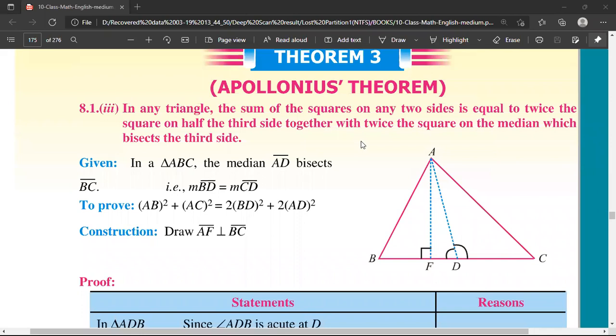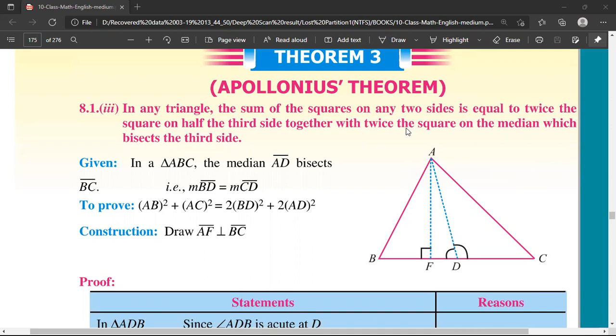So theorem number 3 from chapter number 8 has a particular name. It is called Apollonius theorem. So this statement can come in your board exam just like "state Pythagoras theorem". In a similar way, it can be asked to state Apollonius theorem. So let me explain what the statement of this theorem says. Though we don't have to do the proof of this theorem, we are just interested in learning the meaning of the statement. So first, let me tell you what the median is.